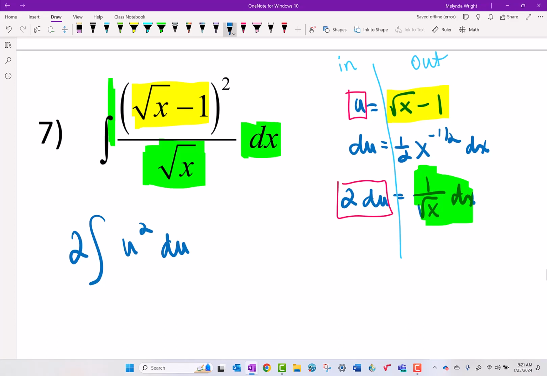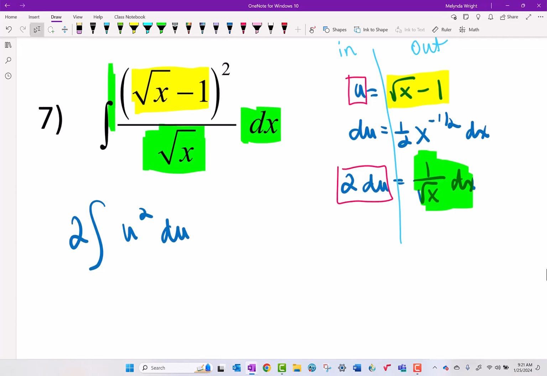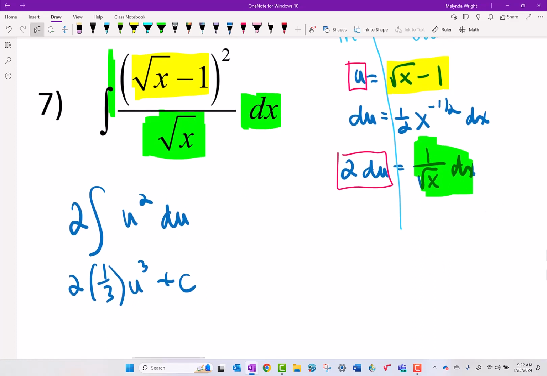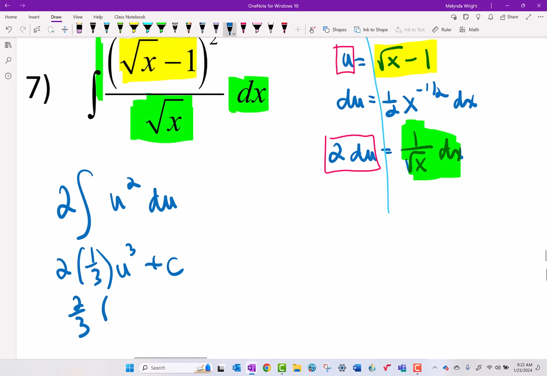All right, so now I just do my regular reversal power rule. So let's see, I add 1 to 2, which is 3. So I'm dividing by 3, so 1/3 u cubed plus c. Am I done? No, I am not done. I have to put the u back in. So I'm going to rewrite that. So that's 2/3, and then what do we have? We've got the square root of x minus 1 cubed plus c.